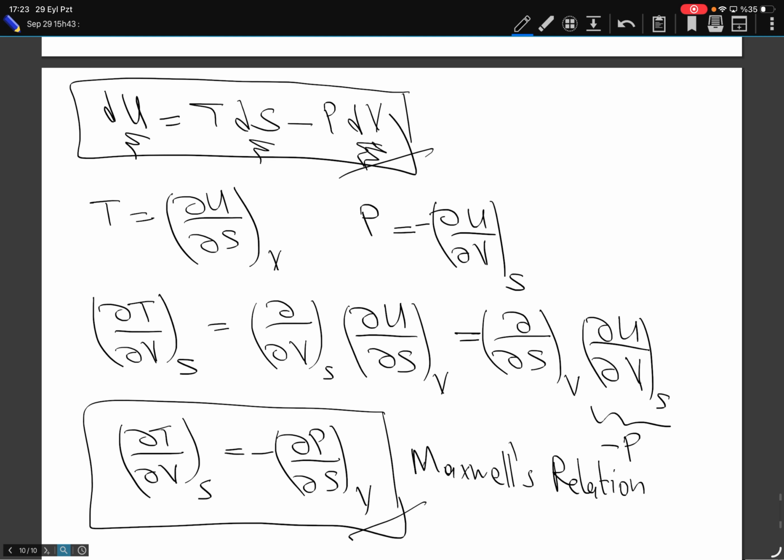Well, it doesn't tell me how the temperature of an ideal gas changes as a function of volume in an adiabatic process. For that, I need statistical mechanics. But I know that whatever that change is, it should be equal to the change of pressure as a function of entropy in a process in which the volume is constant.